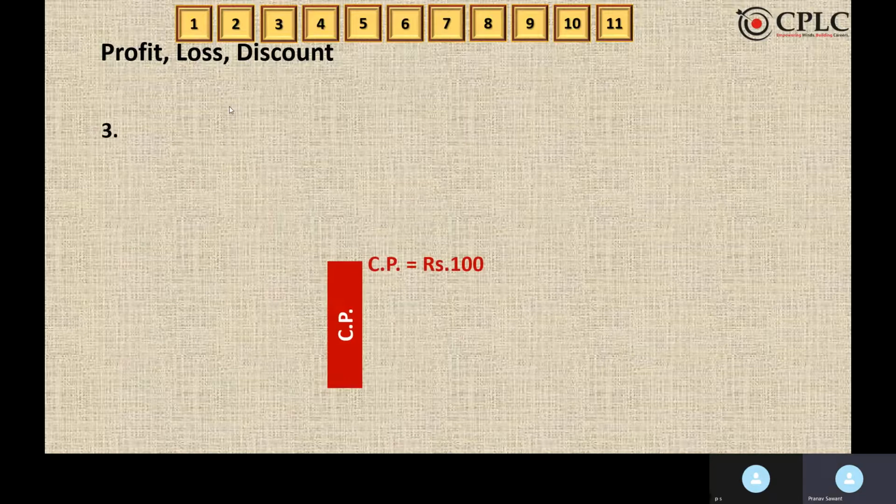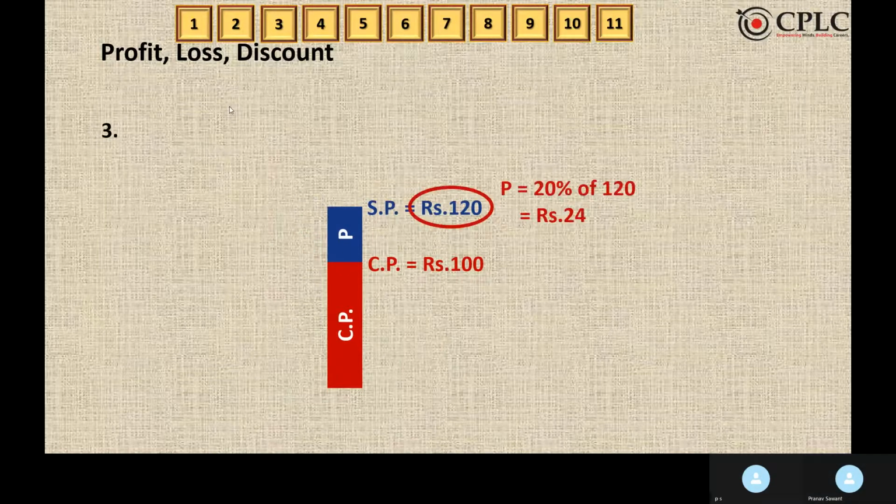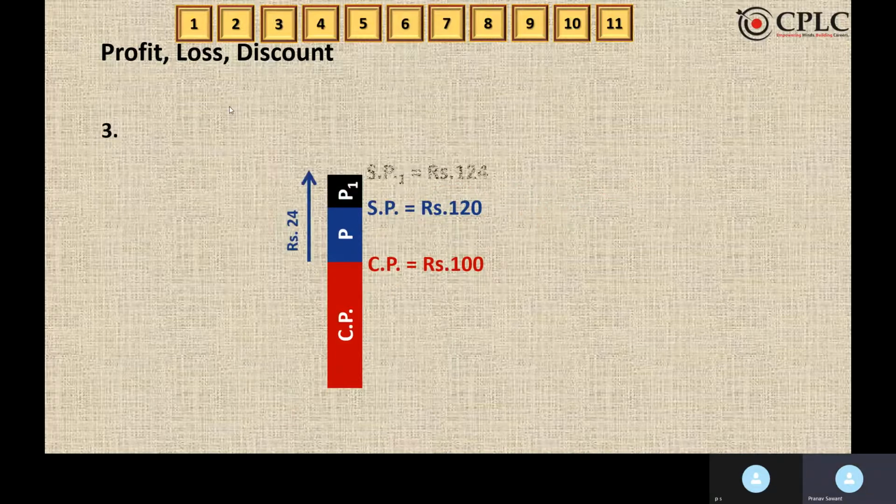Let us assume the cost price as 100 rupees. Profit is 20% and selling price would be 120. They have said that had profit been 20% of the new selling price, let us take the selling price as 120. So 20% of 120 is 24. This means the selling price would be 124.